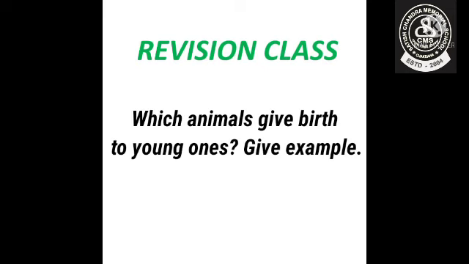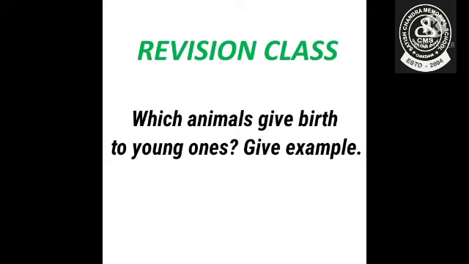So children, let's see the next question. Which animals give birth to young ones? Give examples. So what is your answer, children? Just think. As we understand in this chapter, animals who give birth to young ones have hair on their body. You already observed this very nicely. You see the cow has hair on its body, yes or no? Does the dog have hair on its body? Does the cat? All of you observe it in your surroundings very nicely. So they have hair on their body.